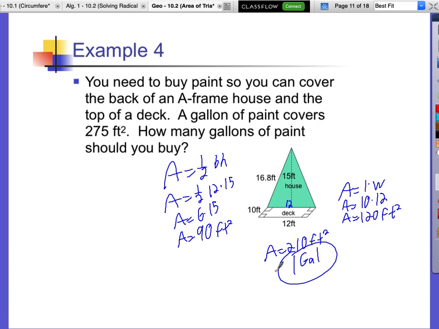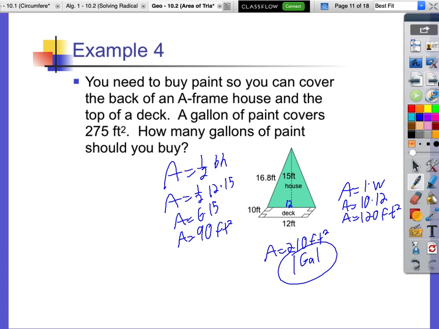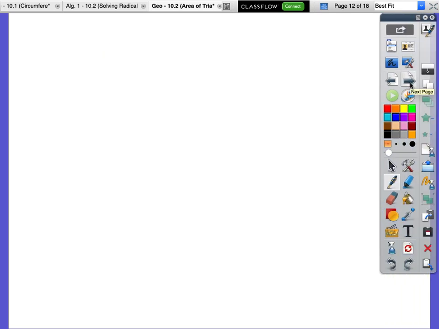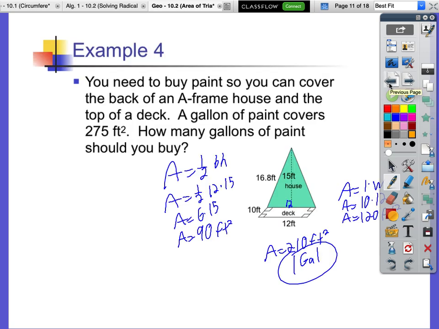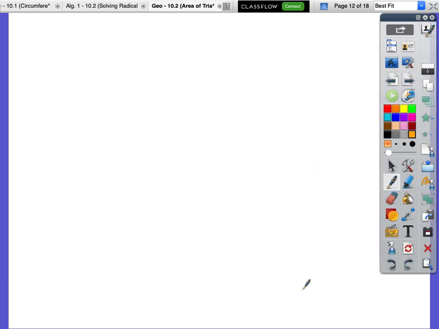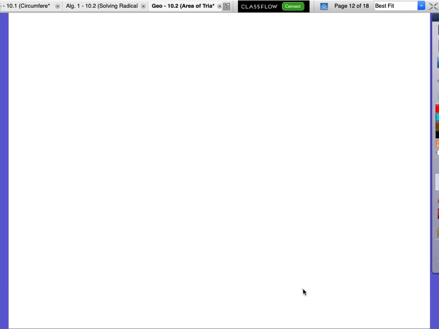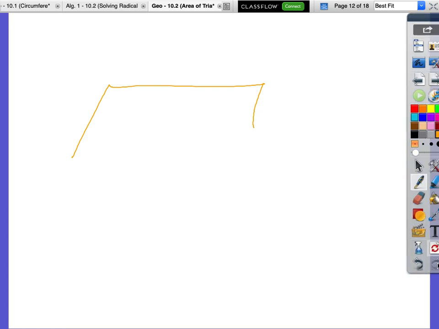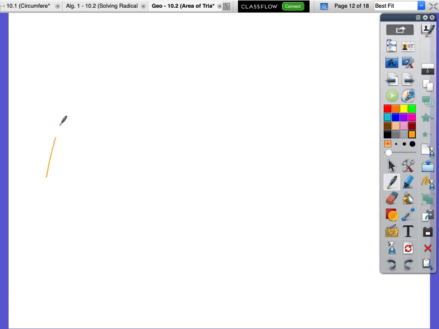Okay. Questions on that? Homework. Hey, I wasn't done with that. Hurry up. I'm good. If we have a trapezoid, there's nothing on there. How am I supposed to know what's around?